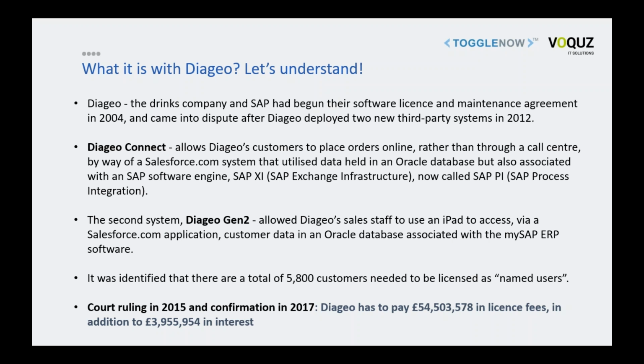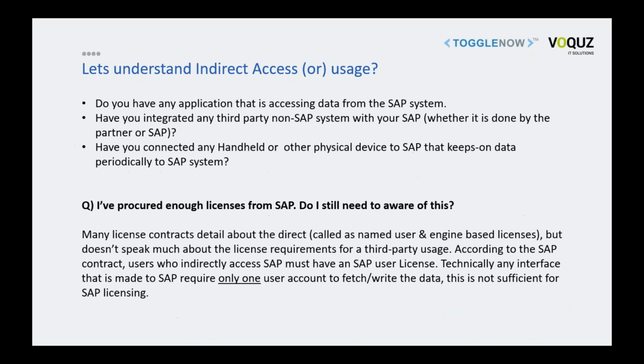Right. In this specific case, 5,800 customers were identified as named users, and unfortunately the company had to end up procuring licenses, as well as paying an additional interest fee to SAP to clear this particular case. So let's understand what exactly indirect access or indirect usage is.